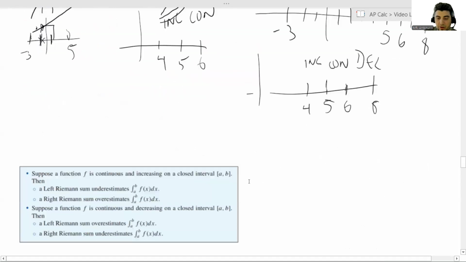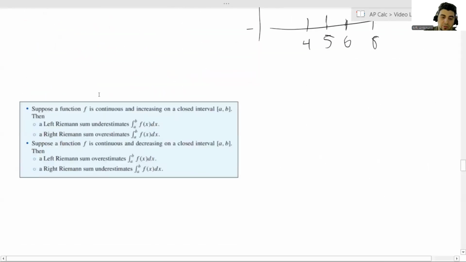So in general, there are some particular patterns. If a function f is continuous and increasing on the interval a to b, a left Riemann sum is going to underestimate, a right Riemann sum is going to overestimate. And if a function is decreasing, the reverse is true. A left Riemann sum overestimates and a right Riemann sum underestimates. You don't have to memorize that, just think about it and draw a picture.